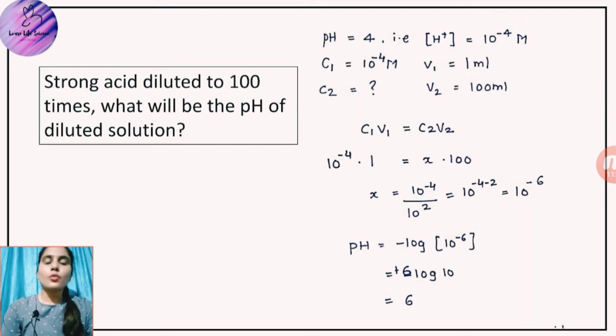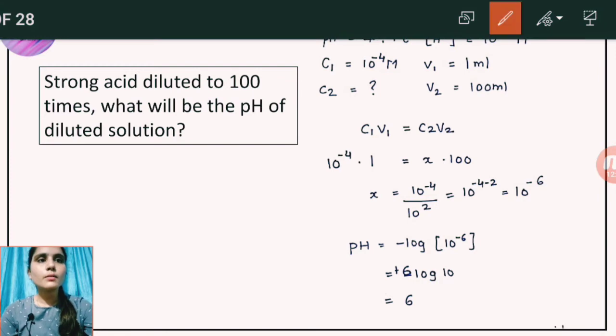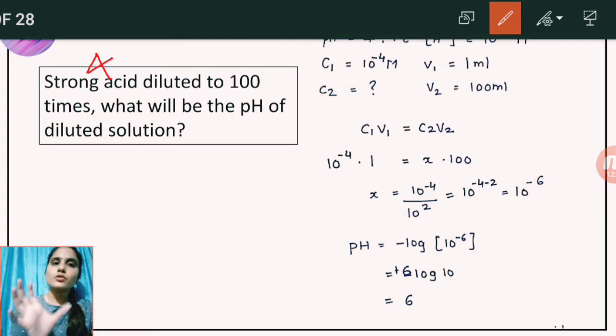So, as I have already told you, if you are diluting the solution, the pH is going to increase by 2 units. I'm sorry, I have not mentioned the pH here. The pH of the strong acid is 4. For example, a solution of strong acid having pH 4 is diluted 100 times. What will be the pH of the diluted solution?